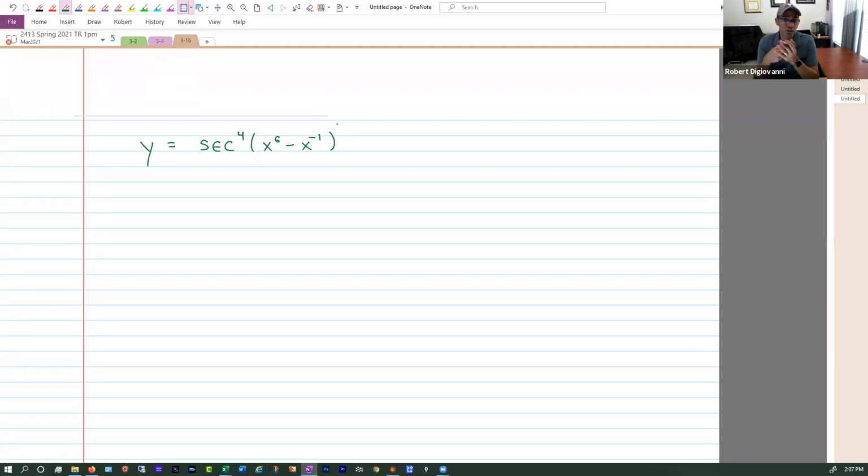Now, I'm going to let you work this one, but I want to just remind you that this 4th power right there, what it really means when you have a number above the trig function, is that we have secant of x to the 6th minus x to the -1, all of that to the 4th power. You know what? Let me work through this one. So first you have to understand what that means. This 4th power means that you're taking the secant and the stuff inside the secant and you're raising it all to the 4th. So is that all right with everyone?